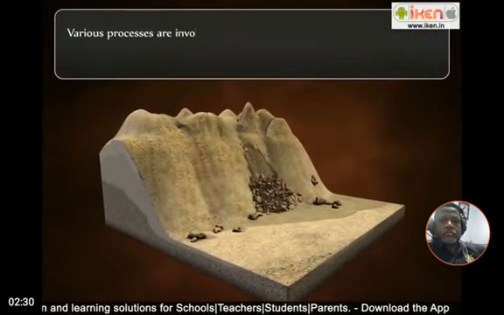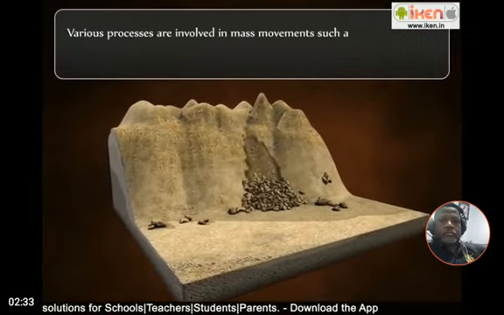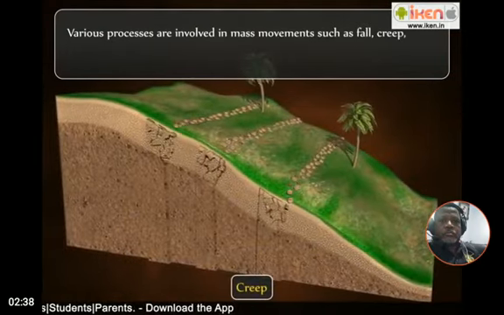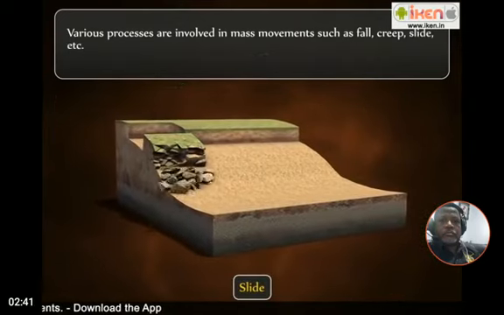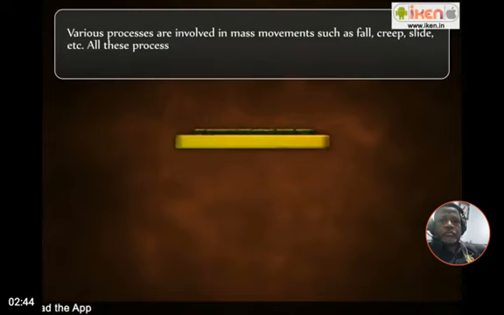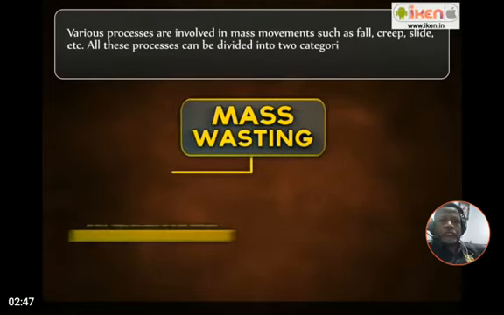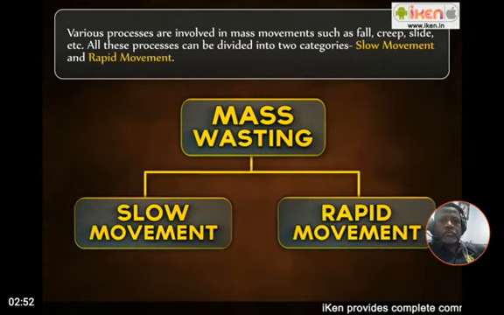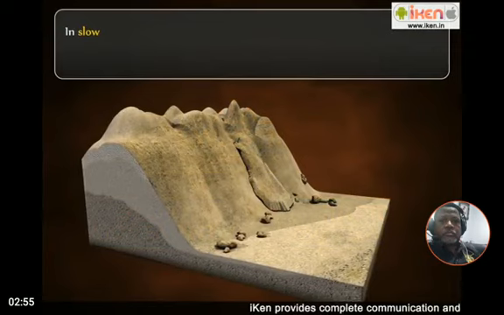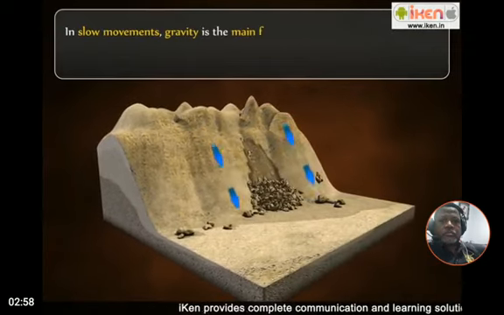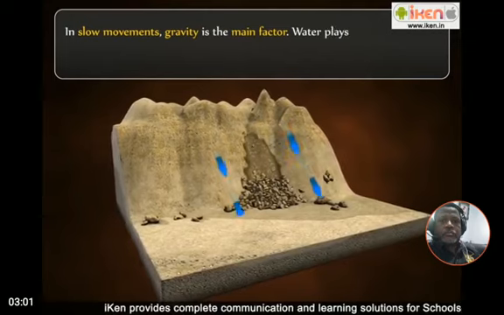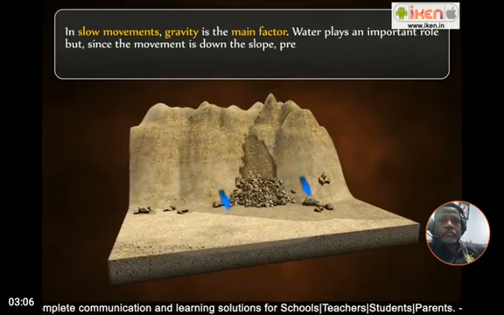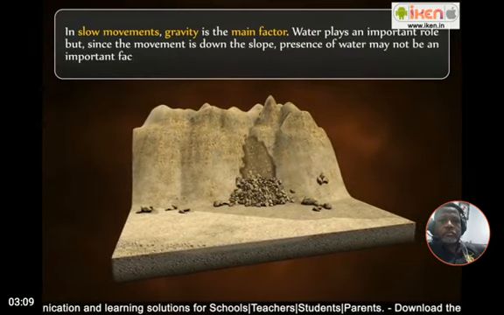Various processes are involved in mass movements, such as fall, creep, slide, etc. All these processes can be divided into two categories: slow movement and rapid movement. In slow movements, gravity is the main factor. Water plays an important role, but since the movement is down the slope, presence of water may not be an important factor.